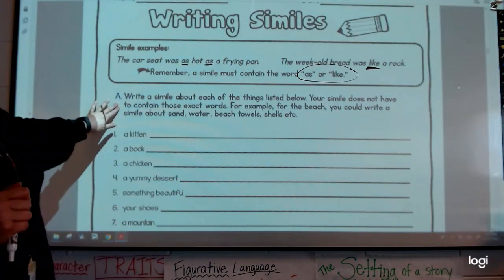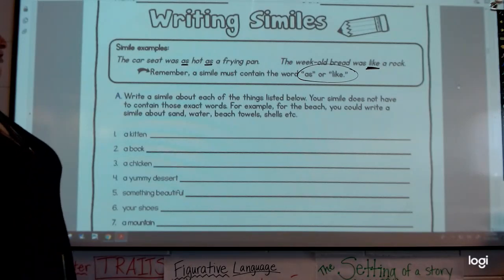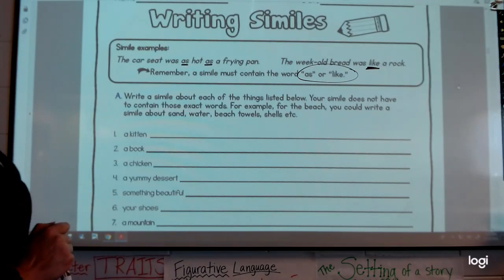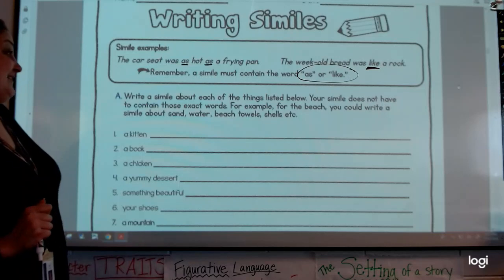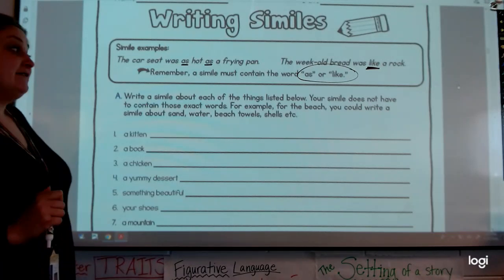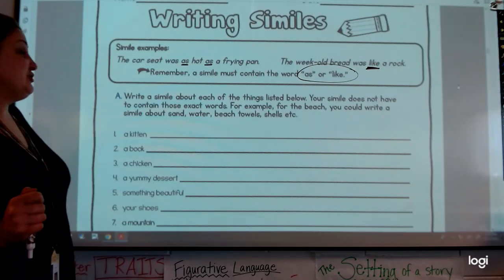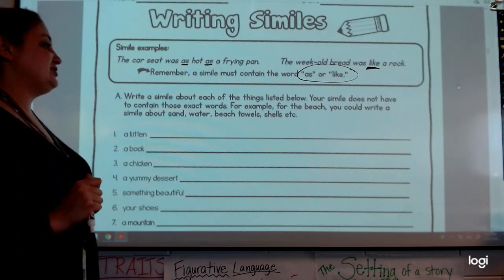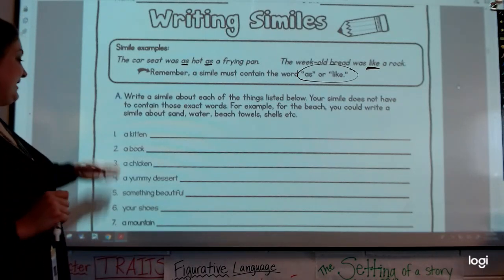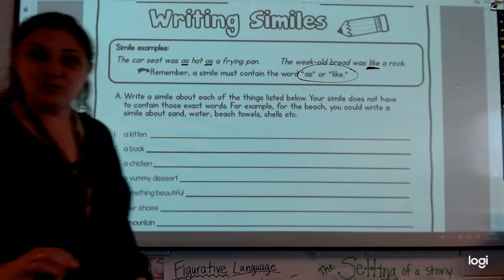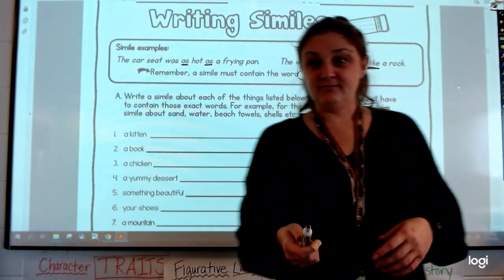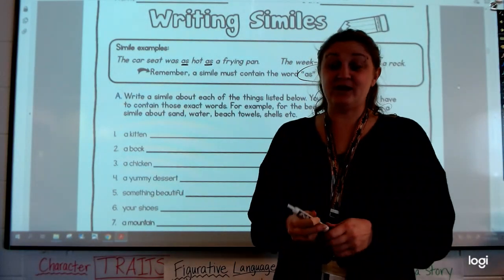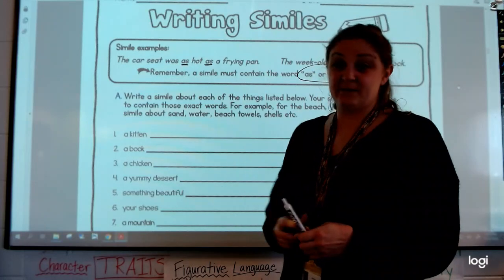Okay, so our directions. Write a simile about each of the things listed below. Your simile does not have to contain those exact words. For example, for the beach, you could write a simile about sand, water, beach, towel, shells, etc. So they're basically giving us a topic, and then we need to think of a sentence, a simile sentence, that we can use to talk about the topic they give us.